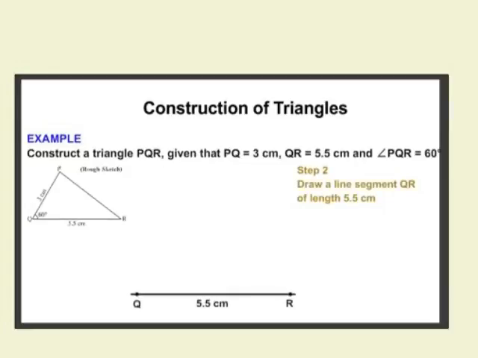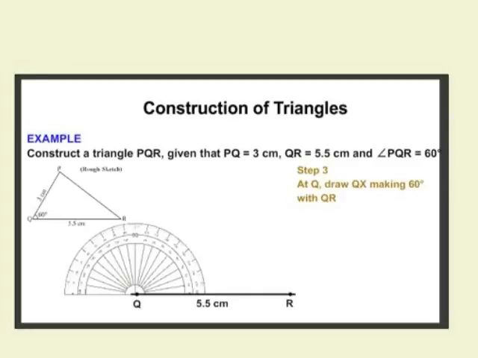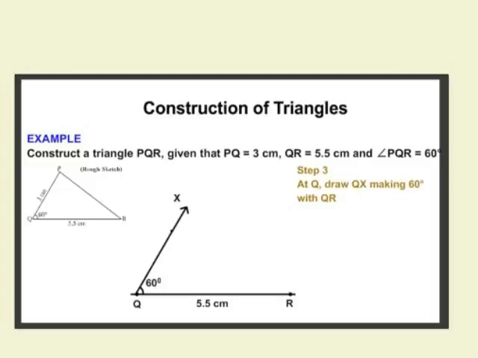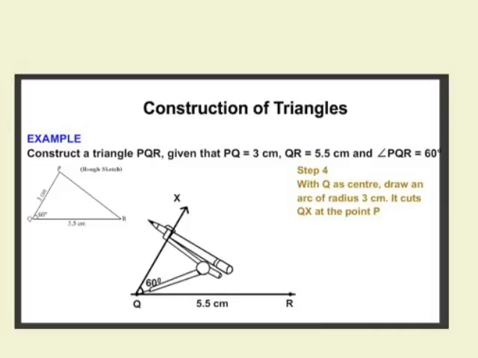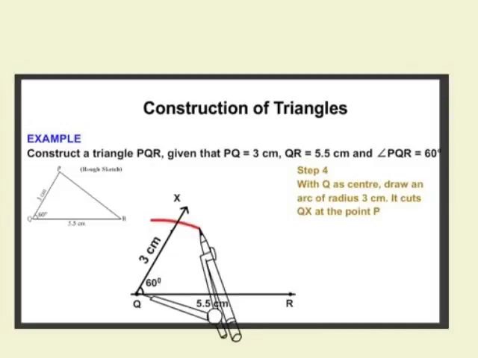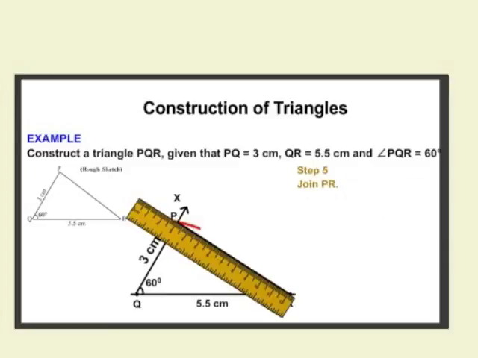Draw a line segment QR of length 5.5 centimeters. At Q, draw QX, making 60 degrees with QR. The point P must be somewhere on the ray of the angle. To fix P, the distance QP has been given. With Q as center, draw an arc of radius 3 centimeters. It cuts QX at the point P. Join PR. Triangle PQR is now obtained.